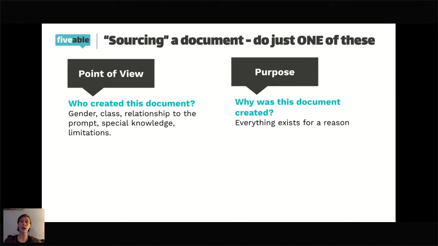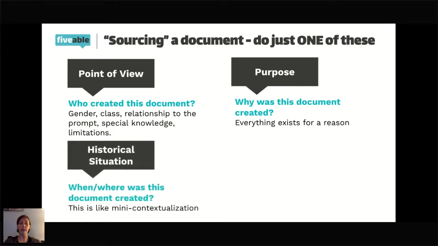Sometimes we can see the purpose in the document itself because the author states his or her purpose, which is great. Sometimes we have to infer purpose, and that can be a little bit challenging. But if we can think about why a document was created, it might affect what the document has to say, right? A document that's created to persuade is going to sound really different from a document created to inform, for example.